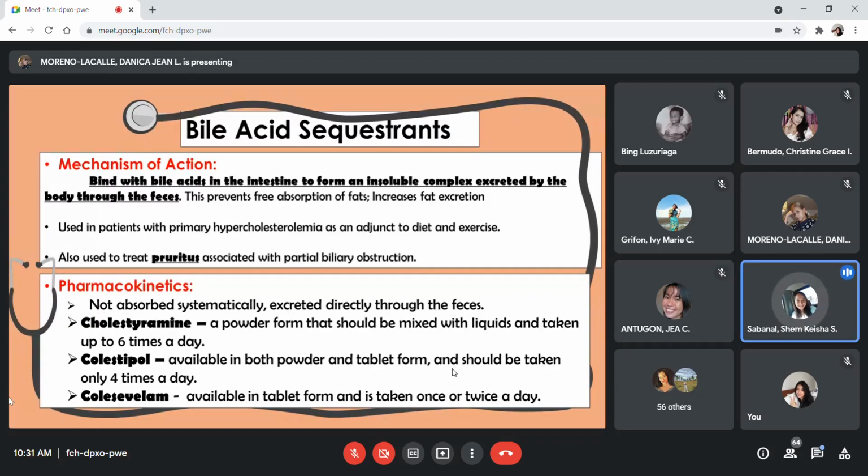So let's go on to our pharmacokinetics. It is not absorbed systemically, of course, because it works in our small intestine, and it is excreted directly through the feces. Cholestyramine is a powder form that should be mixed with liquids and taken up to 6 times a day. Another agent is available in both powder and tablet form and should be taken only 4 times a day. And another is available in tablet form that should be taken twice a day. So let us move on to the next slide.